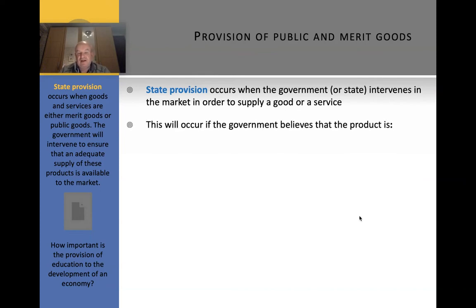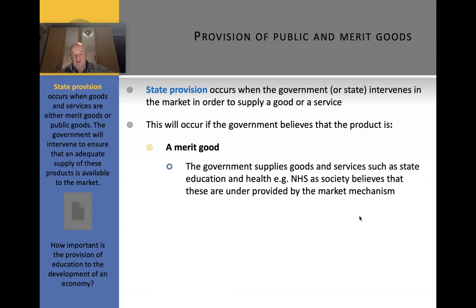It tends to happen when the government believes that this product is a merit good, so for instance, the government supplies goods and services like state education and health, and the NHS obviously is a very important example of that, and that's where effectively the belief is that if it was just left to the free market, then maybe there would be an under provision of those merit goods, okay? If it's just down to how much profit can we make out of that particular thing, if that's the only thing that's driving the decision making, then that might mean that the free market mechanism isn't going to necessarily provide the level of merit goods that maybe we all need as a society.